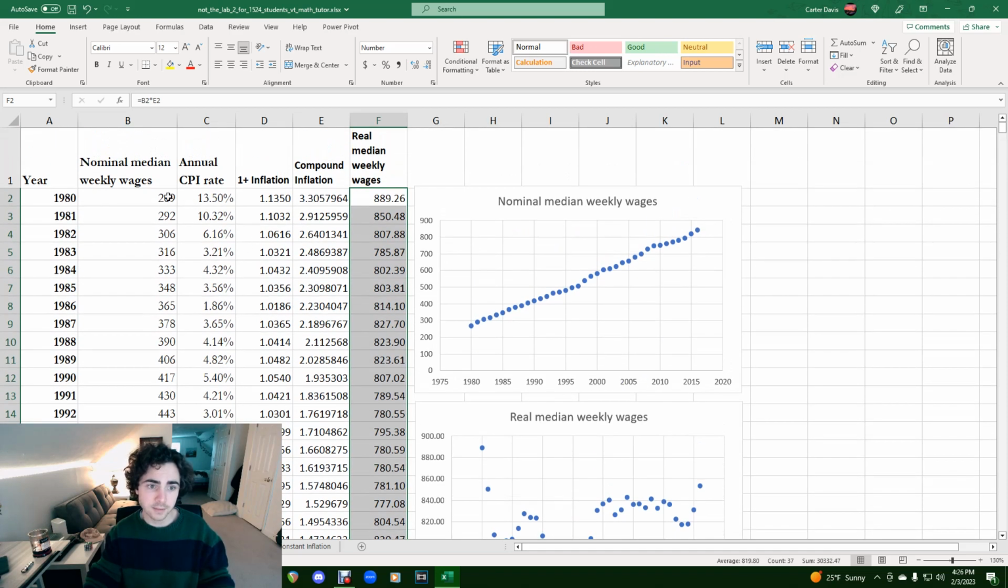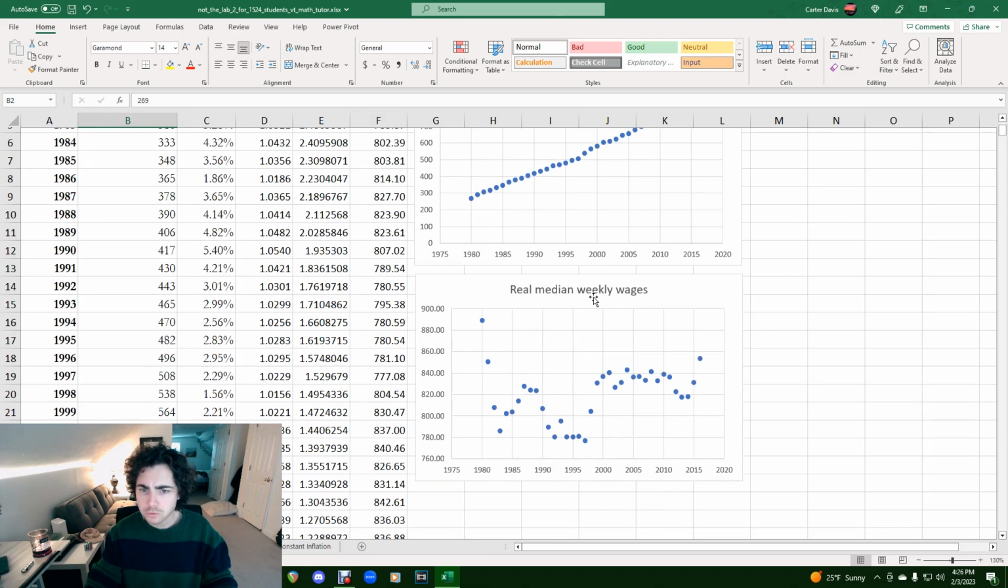And so what that's saying is basically $269 back then is equivalent to $889 in 2016. Same idea all the way down. So a dollar was worth way more back then, right? All right. I think that's pretty much it.